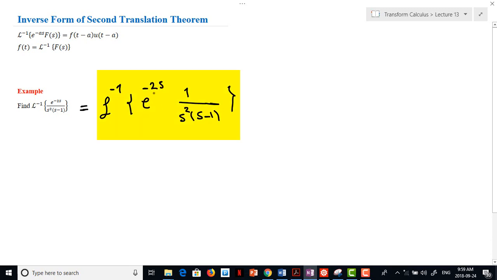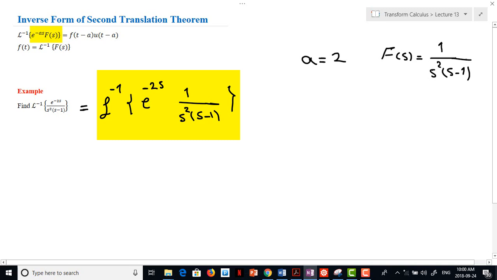Here we have e to the power of minus 2s. In the formula we have e to the power of minus as. Here we have e to the power of minus 2s. As a result, you can easily say a is equal to 2. And here we have F(s), which is 1 over s squared times (s minus 1). So as a result, F(s) is equal to 1 over s squared times (s minus 1).